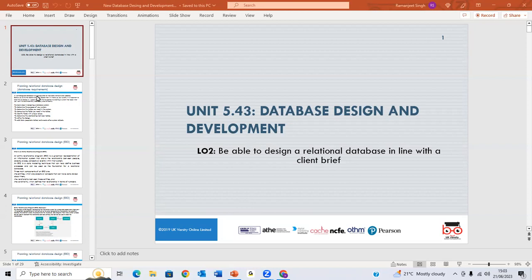In today's session, we're going to be able to design a relational database in line with a client brief. So in our previous tutorial, we have defined a couple of aspects of database management system.